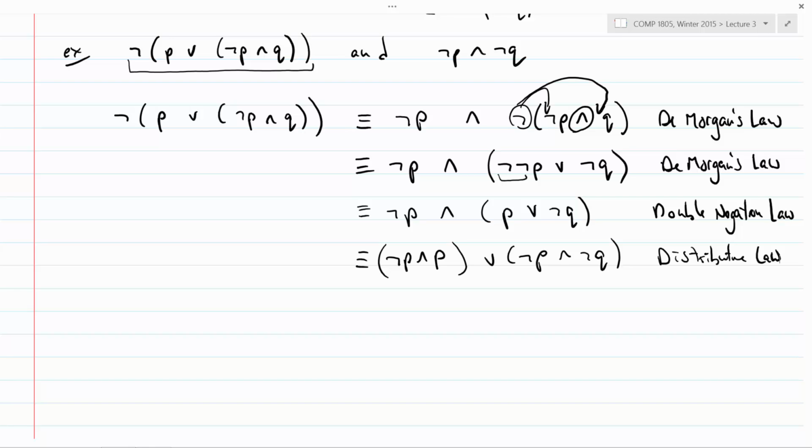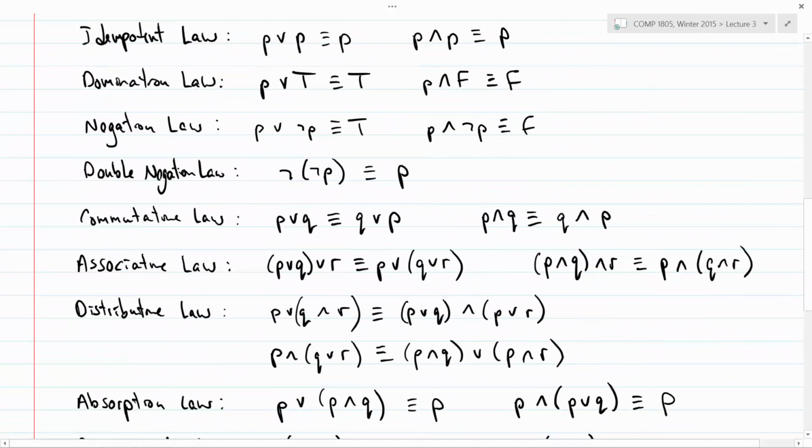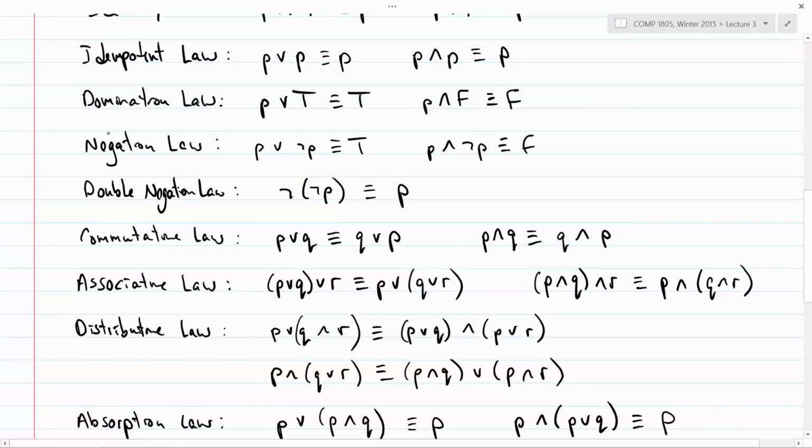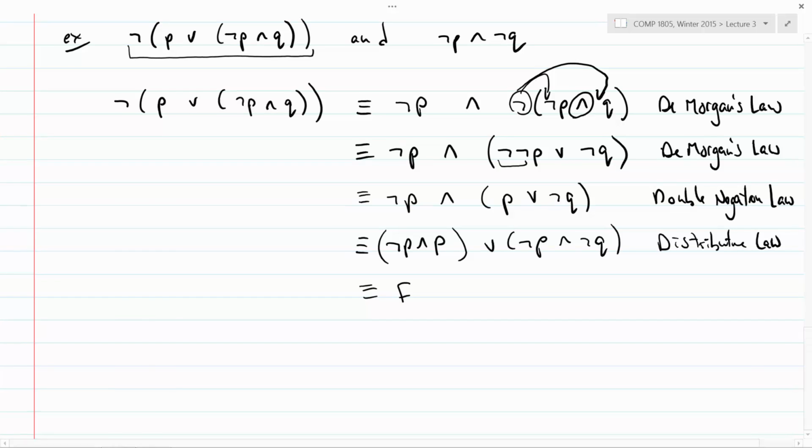Yep. Well, we know that not P and P have a value of false by the negation law. Yep, so if you don't remember what it is, we're still learning, and it is the negation law. I strongly suggest you do these questions next to this list, at least while you're learning to do them. So the negation law is, in fact, what tells us that that's false. So we have false or not P and not Q, and that's by the negation law. And what can we do next?